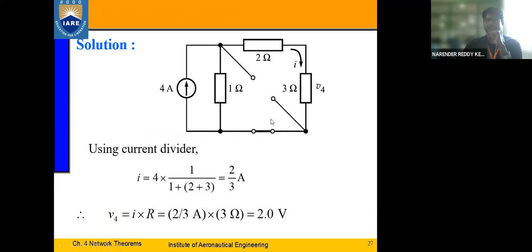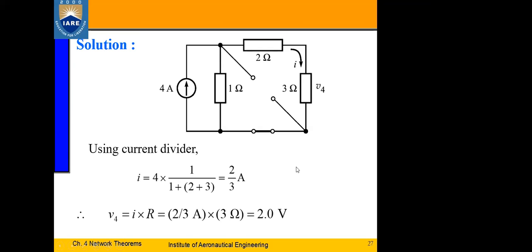The current will be divided into 2 parts. One part is the path with the 1 ohm resistor, and the other is the path consisting of the 2 and 3 ohms resistors, right? So what's the current division rule? Total current into the other branch resistance by the total resistance. So this is the current we get, right? Is this clear with the first case? It is, sir.